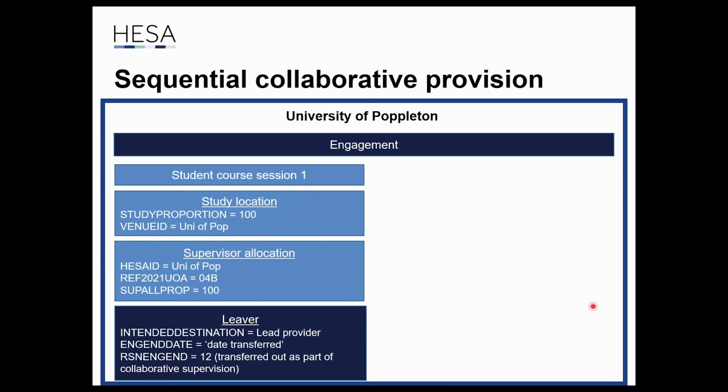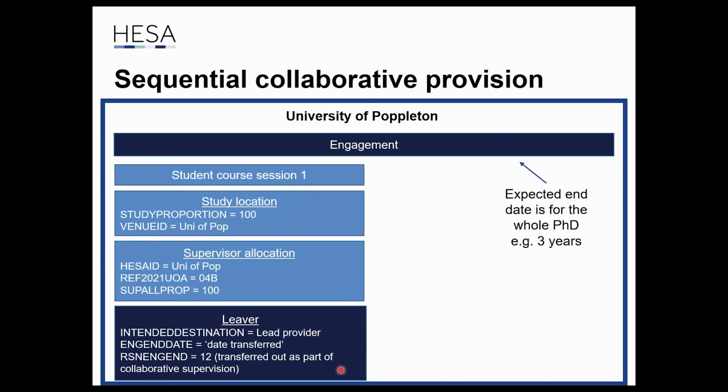So at the end of that student course session, when that student leaves, the intended destination field will be returned to say it's going off to the lead provider. So that's the person they're going off to in the second year. Then the end date on the leaver record will be the date they transferred. That's the date that they stop studying at the University of Poppleton. And so in the reason end field, you would return code 12, which is they're transferring out as part of this specific kind of collaborative supervision.